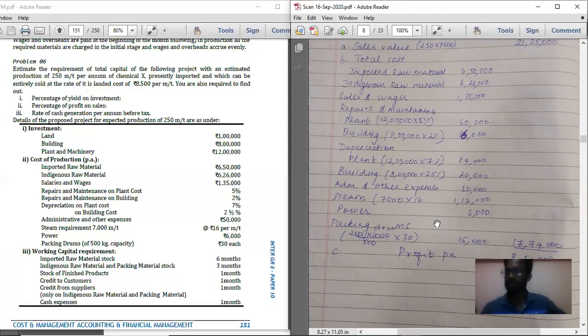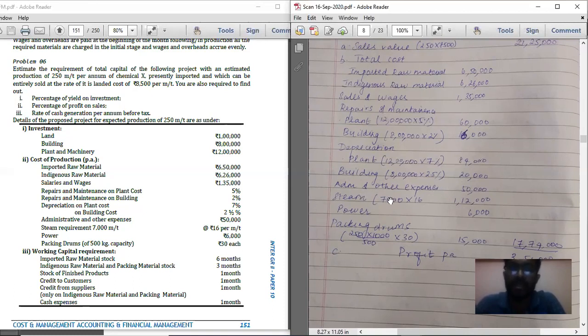So what are the different expenses which should be included in the cost of production? Imported raw material we should include, indigenous raw material we should include, salaries and wages, direct labor, repairs and maintenance. Repairs and maintenance of what? That matters. Here it is repairs and maintenance of plant and building used as a factory. So we are assuming this repairs and maintenance is entirely for factory purposes, so it will be included in the cost of production. So 60,000 and 16,000 should be included. Always we won't include depreciation in the cost of production. So this depreciation 84,000 and 20,000 should be removed from the total cost.